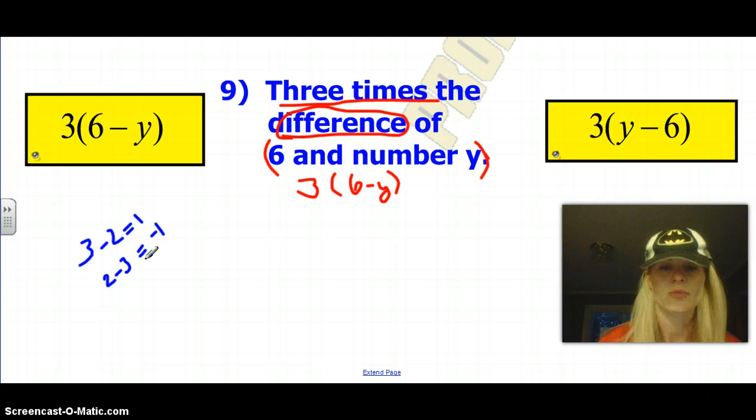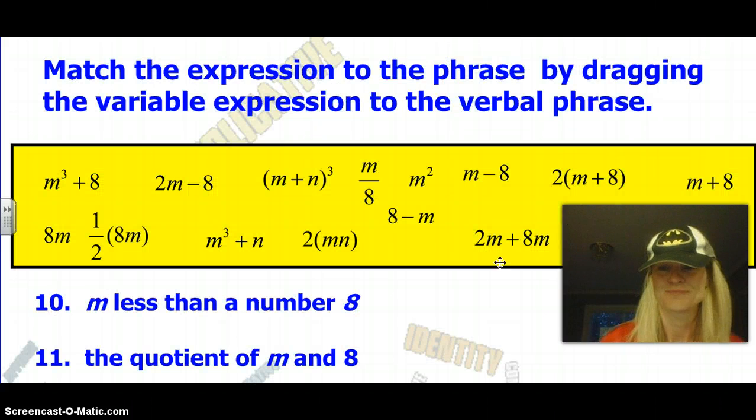So the order is important here. Here I have x 3 times 6 minus y, and here I have 3 times y minus 6. So 1 is the right answer. If we had switched these around, we would have gotten an uh-oh. But since we did it correctly in the right order, we're going to get a hooray! All right, let's look at a couple other examples here.